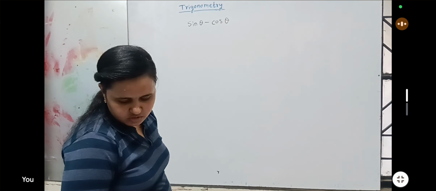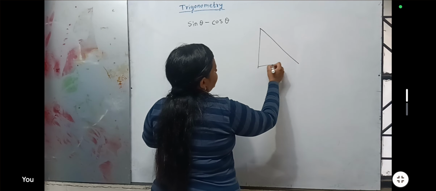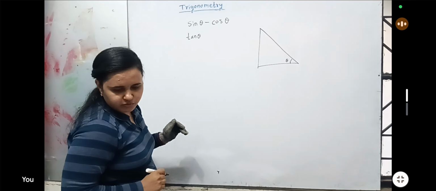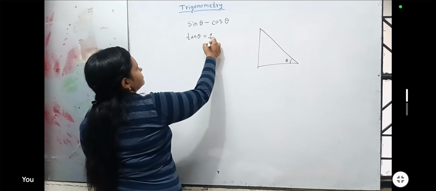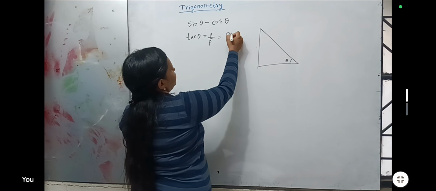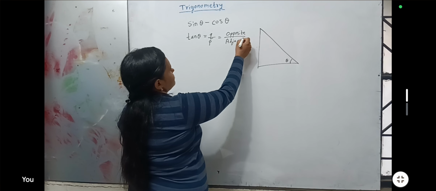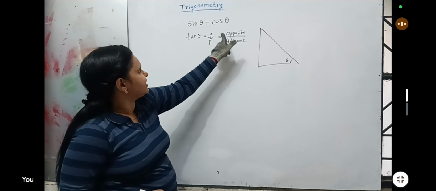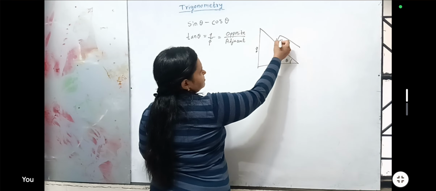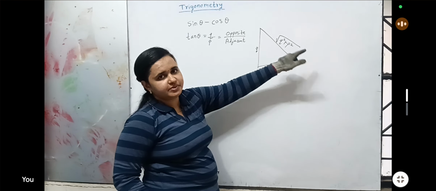Now sin theta minus cos theta. Now again we have to make the right angle triangle. Here it was theta, and tan theta was given as q by p. Again the same procedure. Tan theta is opposite upon adjacent. Again opposite side is q, adjacent side is p. Again we will get the hypotenuse as under root of q square plus p square.